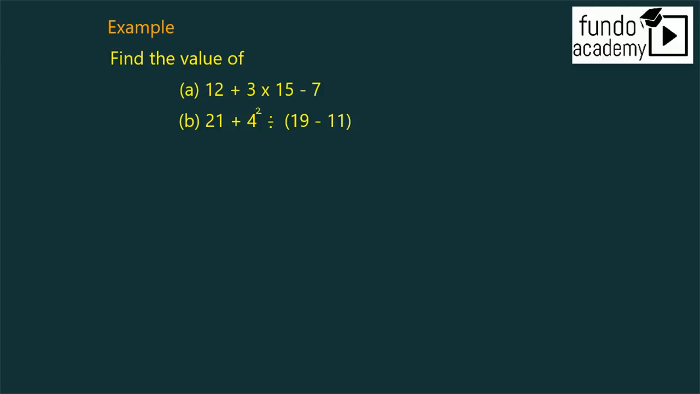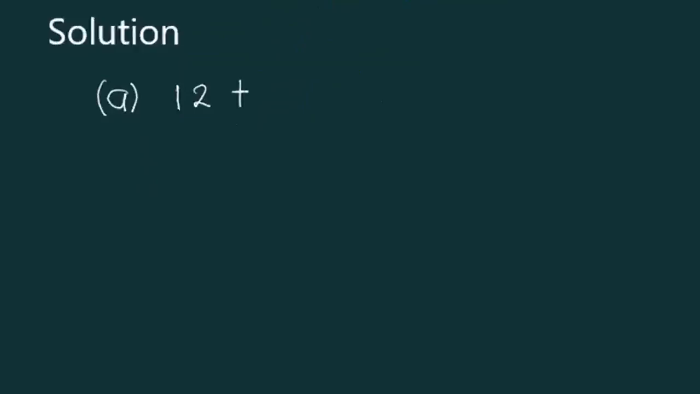Alright, so if we go on to our solution, let's start with the first one here on part A. We've got 12 plus 3 times 15 minus 7. So what has to start? Remember, we talked about the order of operations, our BODMAS. Here you can see that we've got addition, multiplication, and we also have a subtraction. So what is going to start first here is the multiplication. So we start by multiplying 3 times 15 according to our order of operations.